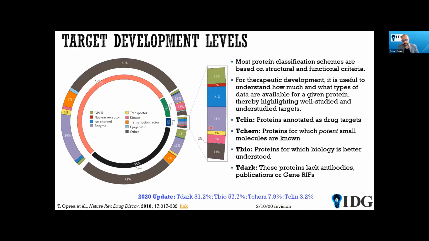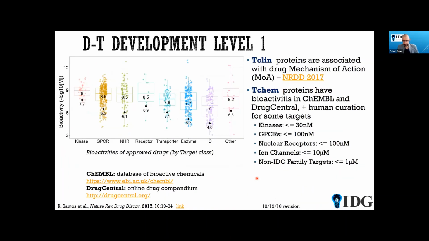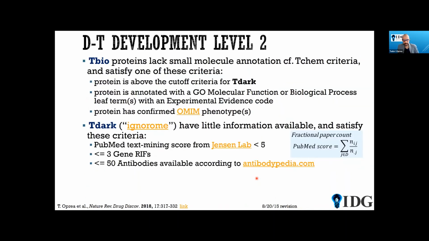T-dark are the proteins that are not very well described in the literature, whereas T-bio are proteins that lack either chemical probes or drugs, but we have a reasonably well understood biology. And the way we look at T-bio is that if, for example, you have an experimental evidence code according to the Gene Ontology Consortium, that would progress you to T-bio. We also look at the presence of annotations in OMIM, the Online Mendelian Inheritance in Man database, or passing out of these criteria keeps the protein in the T-dark designation.